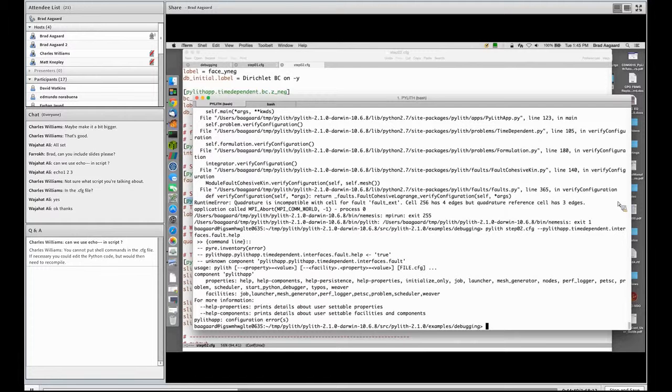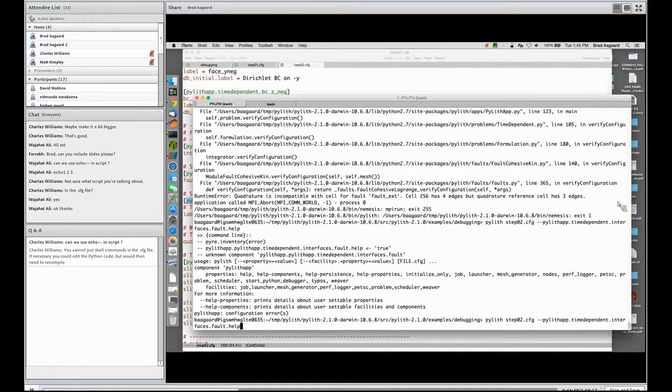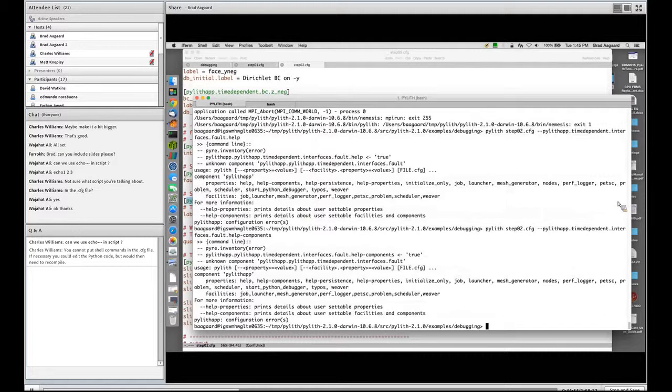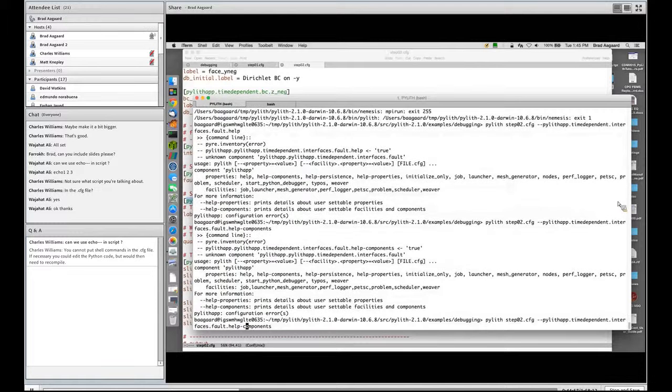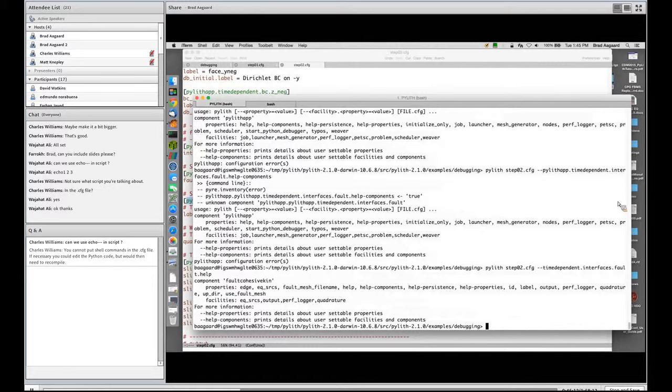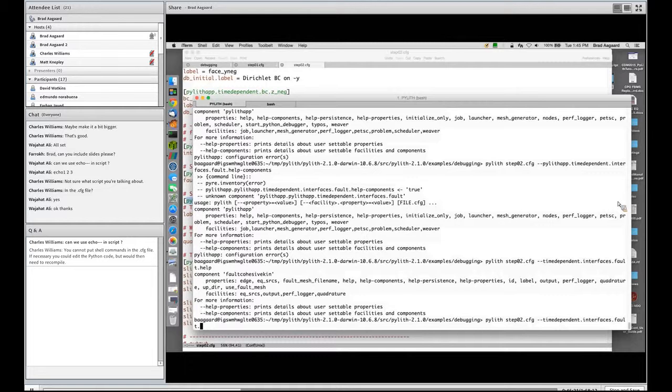Okay, let's see. What do I have? Oh, I see it says pylithapp. When you do the help, --help, you don't actually include the pylithapp out front. You don't need that. So here I am, and I see I have a quadrature. So in that components, I have a quadrature. So let's do quad.